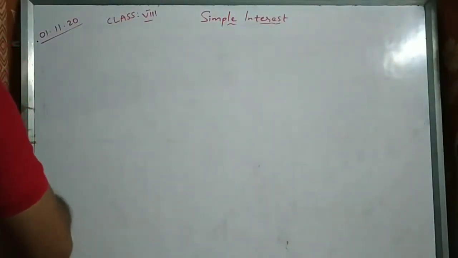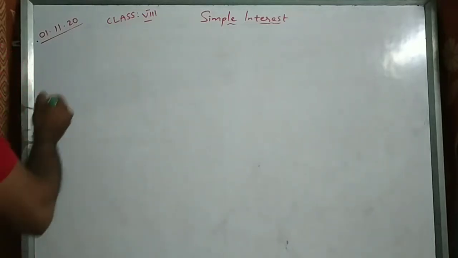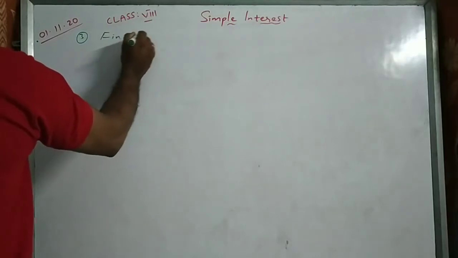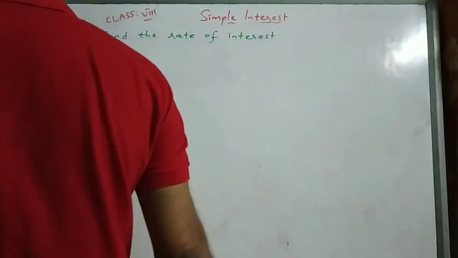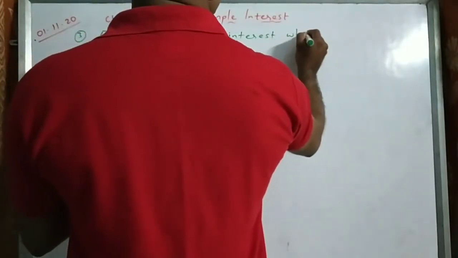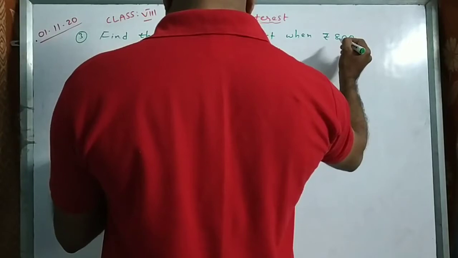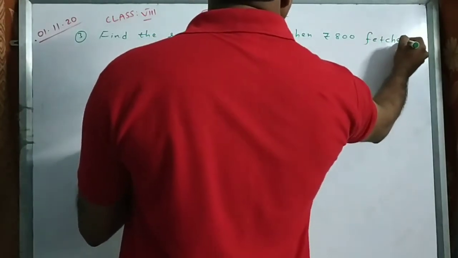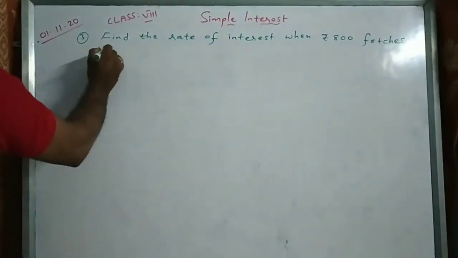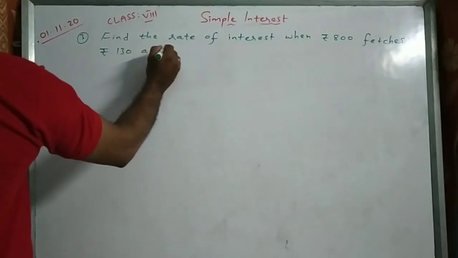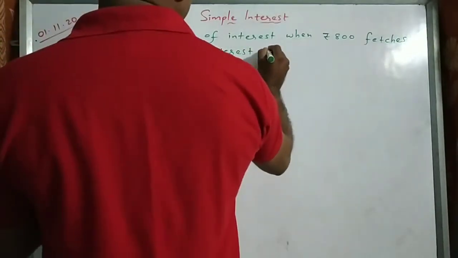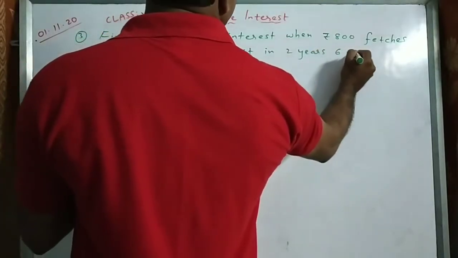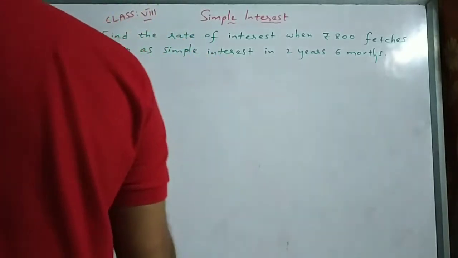See the next question. Third question. Find the rate of interest when rupees 800 fetches rupees 130 as simple interest in 2 years 6 months.